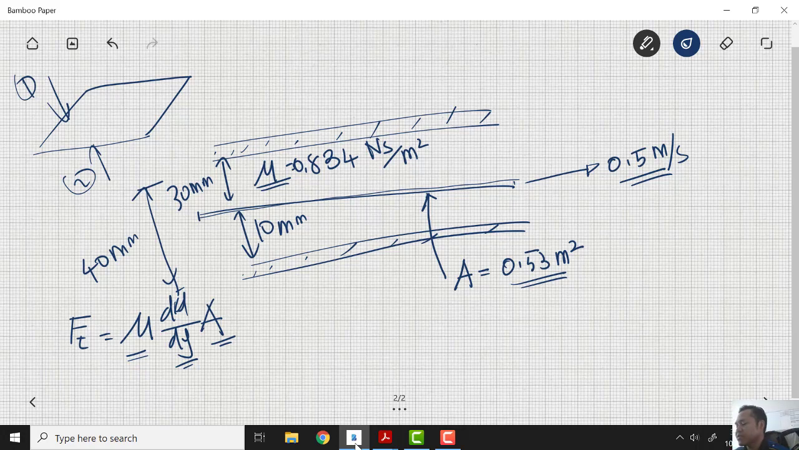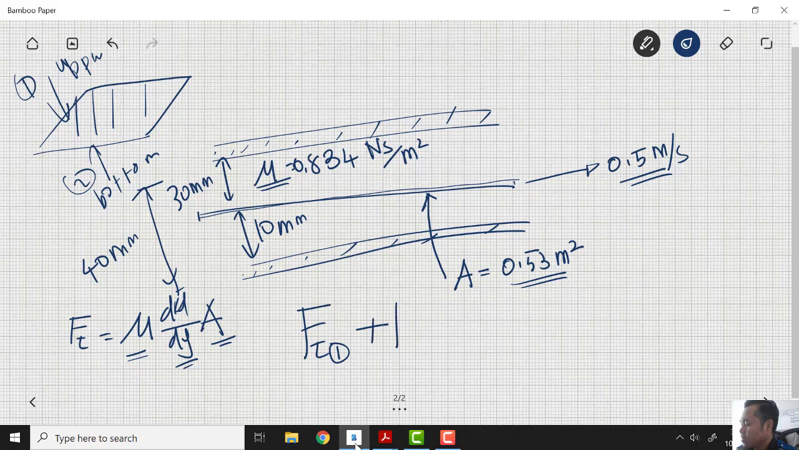So we have 2 surfaces for the plate, the upper and the bottom. So Ft should have 2 parts. You should have Ft1 plus Ft2, and then we have the total Ft. The total shear force of Ft, you need to calculate Ft1 plus Ft2.